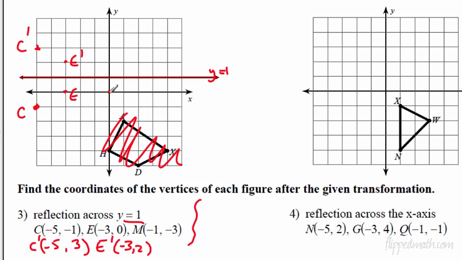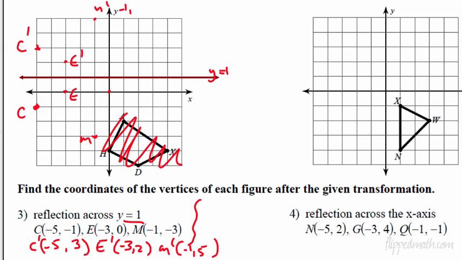And then M is at negative 1, negative 3. 1, 2, 3. That's down here. It's 4 units to the line. So another 4 units will put you up here. So we have M prime at negative 1. Well, let's write it down here with the other ones. M prime, negative 1, 5.